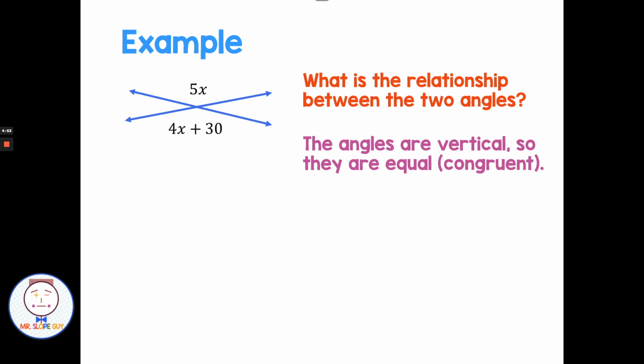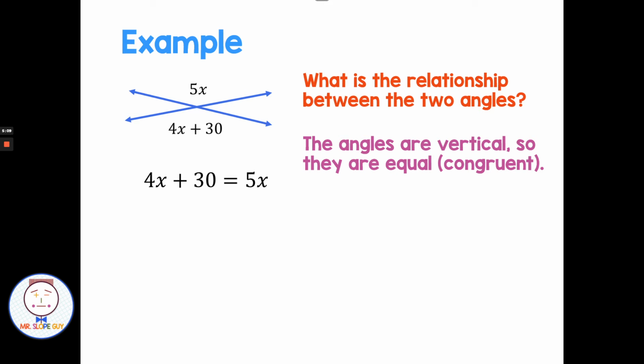So that's where our equation is going to come from, is the fact that these two are vertical, and we know vertical angles are equal. So we can set them equal to each other. So 4x plus 30 will equal 5x. And then now we just have to solve for x.